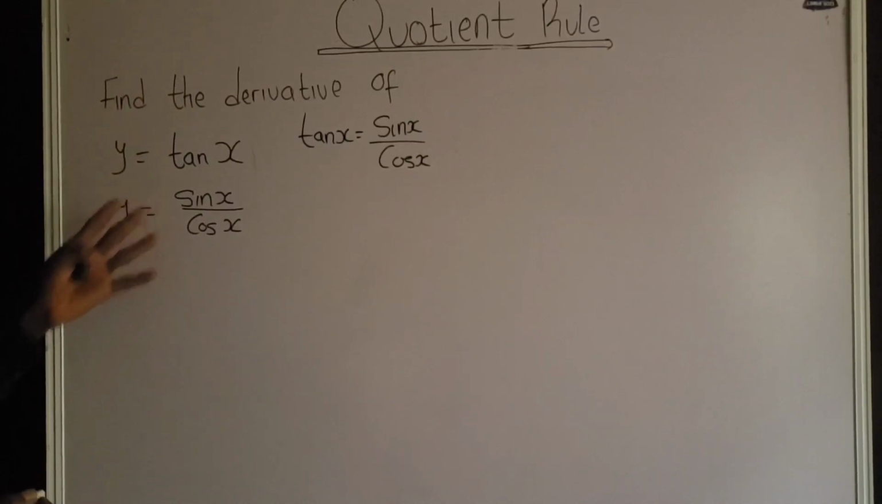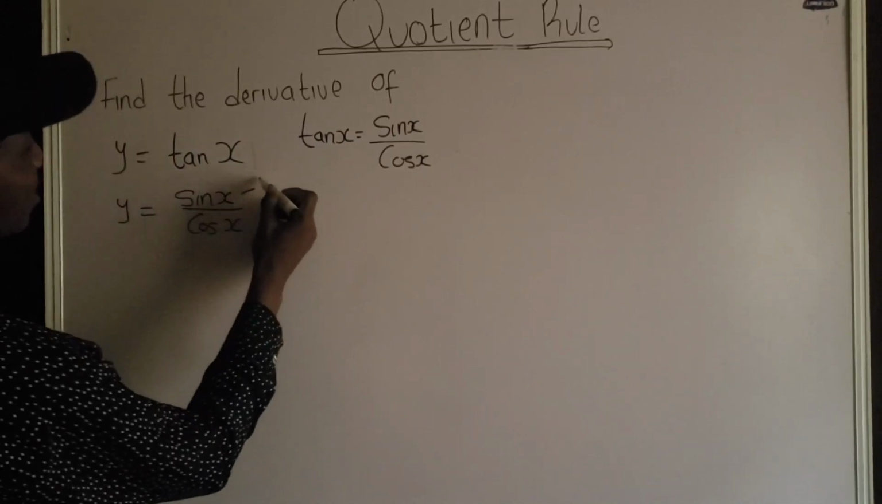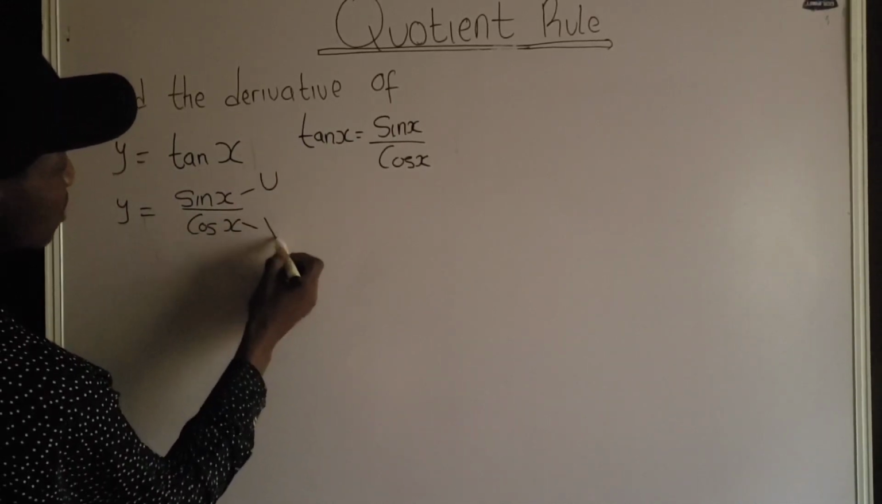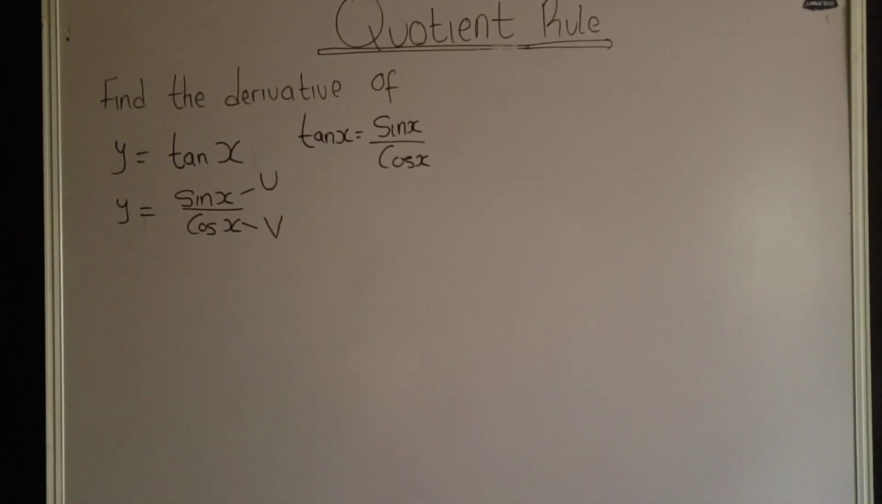So I have this in the form of a quotient. Therefore, I'm going to engage the quotient rule of differential calculus. Don't forget, in my previous lesson, I told you that the first step is to identify your u and v. And I told you that u is the numerator. So sine x is the u and cos x is v. Having identified your u and v, the next step is to take the derivative of u and v respectively.